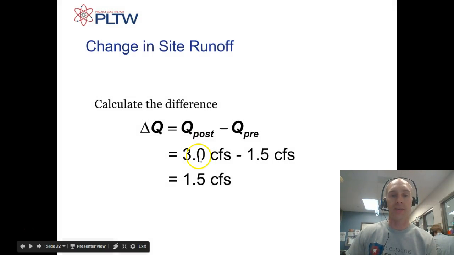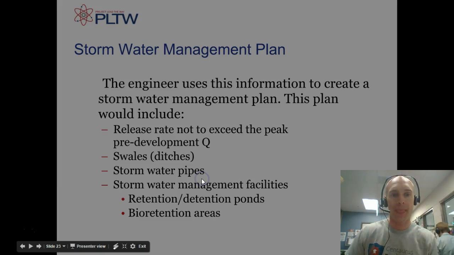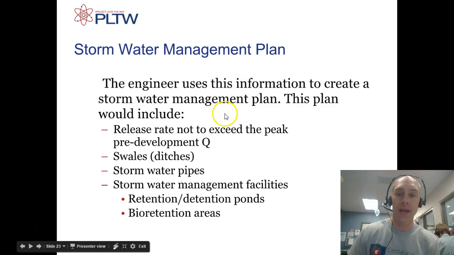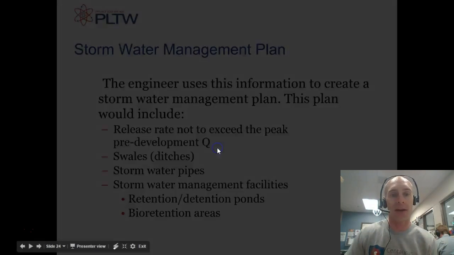So that difference, 3 minus our pre-development of 1.5, is 1.5 cubic feet per second. That's what you actually have to develop for, and this is what I need you to solve for in the assignments that we do. So these are the steps that you're going to go through to solve for these assignments. Again, in a stormwater management plan, they use this information to create a water management plan so that the release rate does not exceed the peak pre-development runoff rate. So you put in swales or ditches, stormwater pipes, detention ponds, whatever you need to develop in to make sure that that happens.